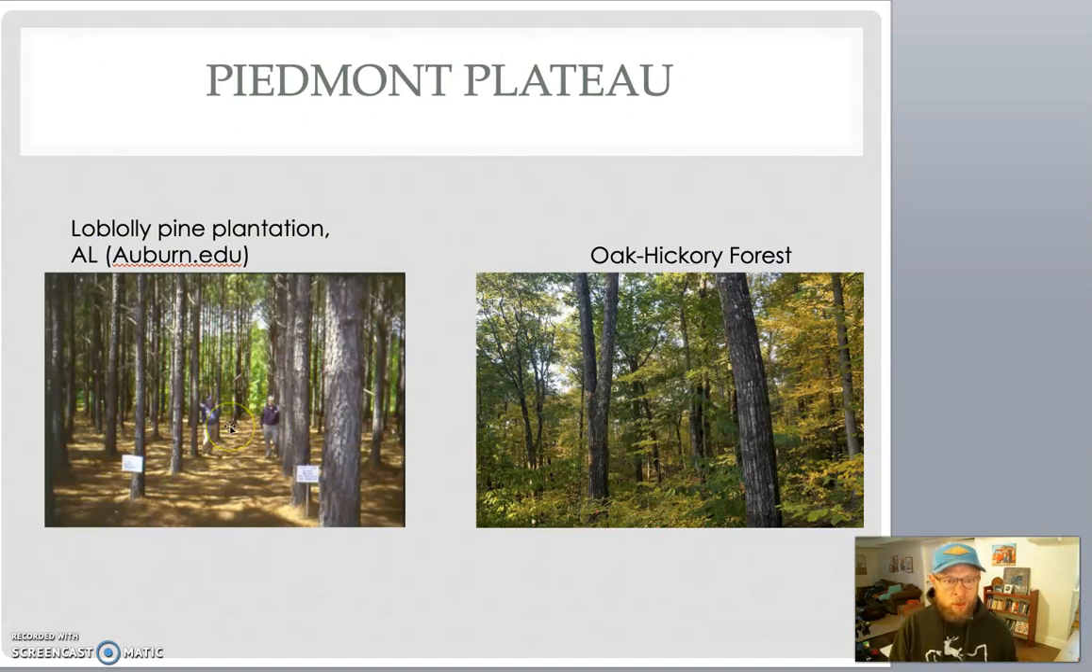Just a note about the Piedmont Plateau. This is the one that's going to be a little further west than the coastal plain. There's a lot of pine plantations in this region in particular, and parts of the coastal plain as well. So here's just a picture of a loblolly pine plantation. These are super, super productive plantations and where lots of timber products come from in the United States. And then again, in this western part, more in the Piedmont, we see more of these oak hickory forests showing up that are fairly drought tolerant and fairly fire tolerant.